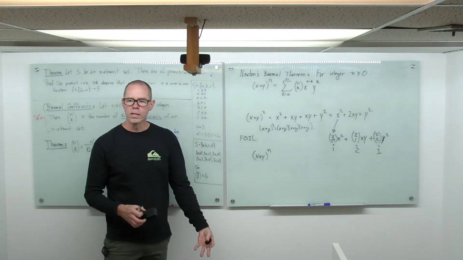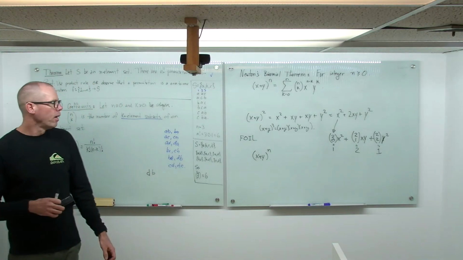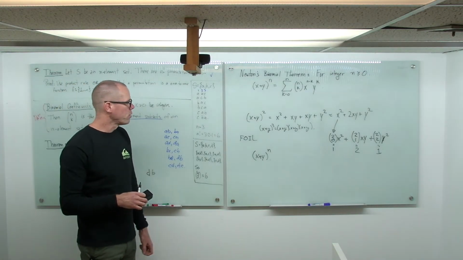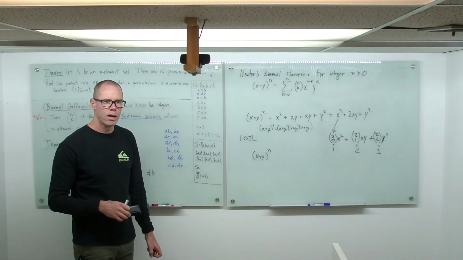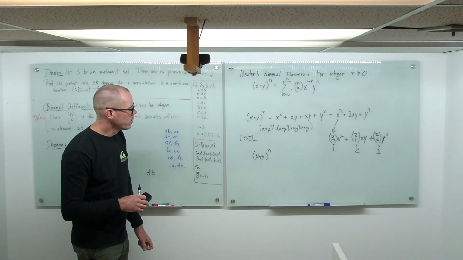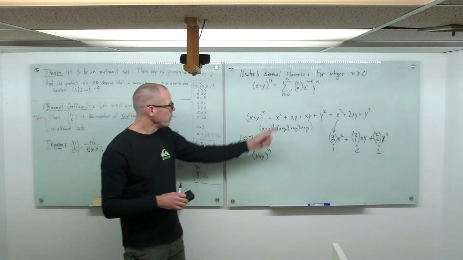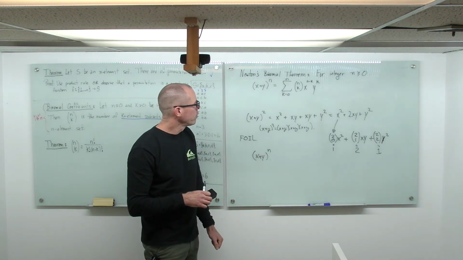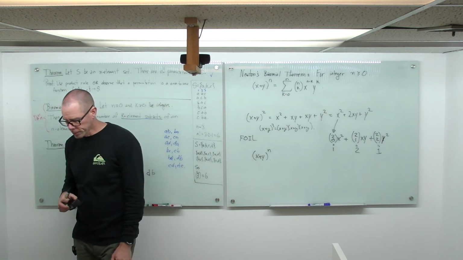And when n equals 4, you get 16. And when n equals 20, you get over 1 million of these things. And so it's helpful that Newton has this nice clean formula for us.